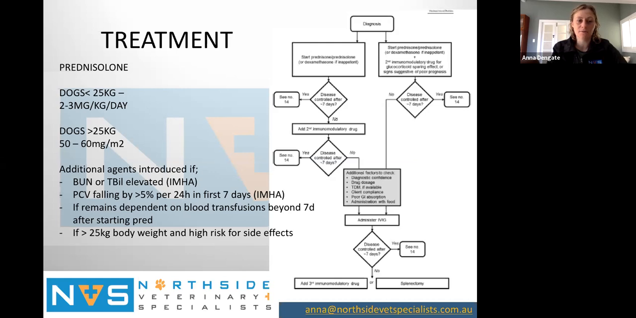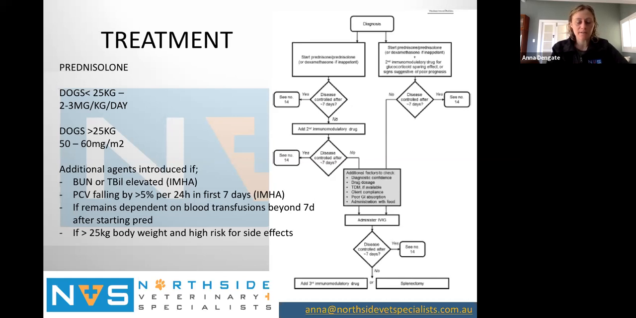So dogs under 25 kilos get 2 to 3 mg/kg/day divided dose to minimize side effects. And dogs over 25 kilos are so susceptible to the prednisolone side effects that we move to a milligram per meter squared dosing range rather than a mg per kg dosing range with the same efficacy. So sometimes it feels like you're giving 60 milligrams to a 35 kilo dog. It doesn't feel like you're giving enough, but it's actually plenty.